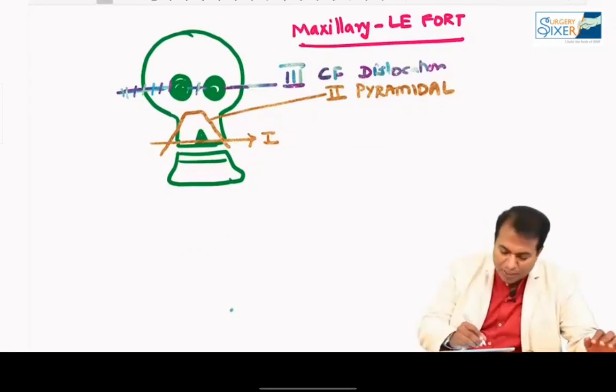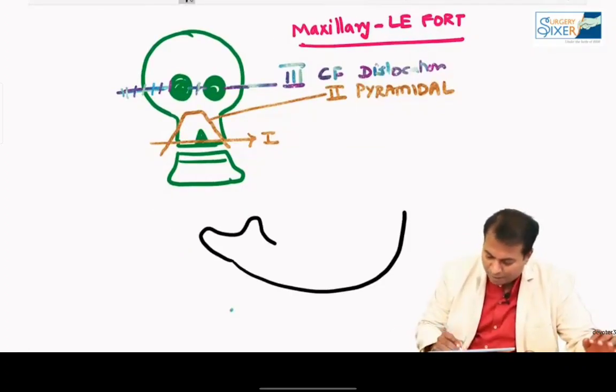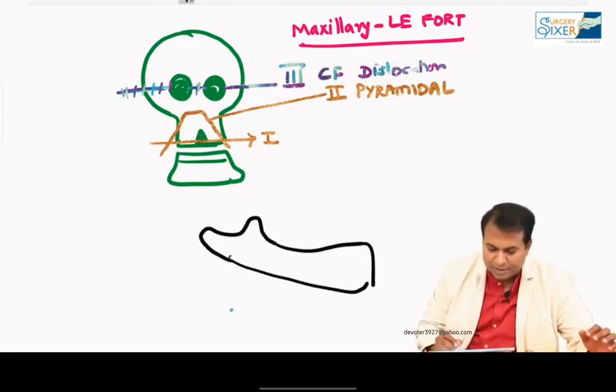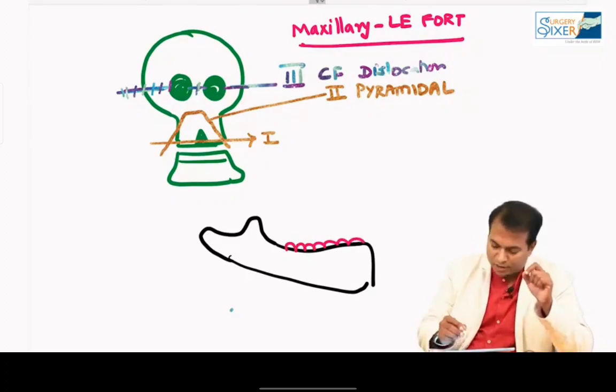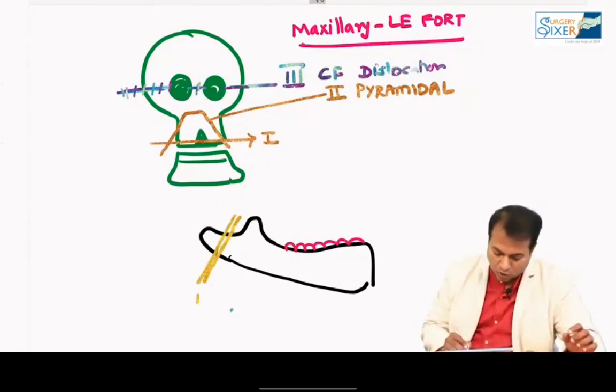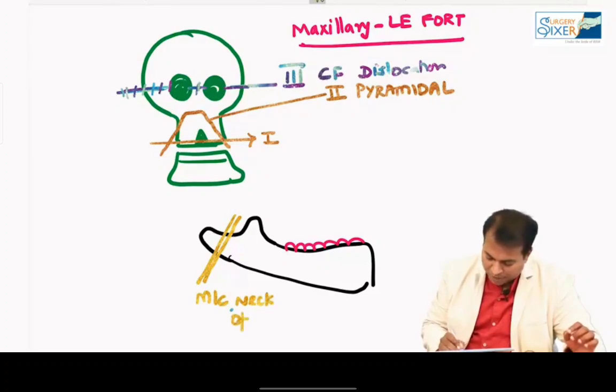Apart from maxillary injuries, we have injuries of the mandible. This is a mandible, okay? If this is the mandible, this is left side mandible, what is the most common site for you to get the injury in the mandible? So the most common site of injury is at the neck of condyle. This is the condyle. The neck of condyle is the most common site of injury.